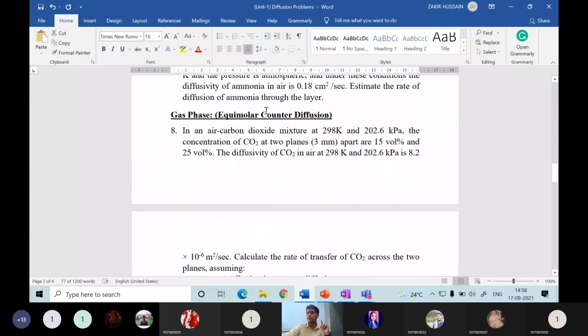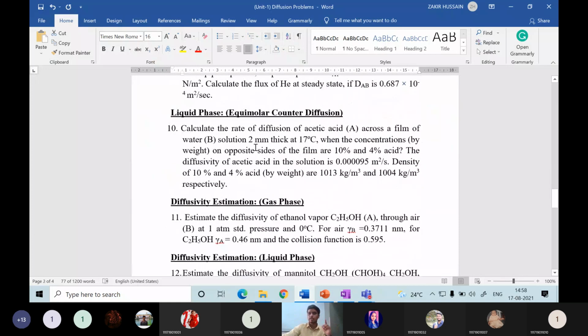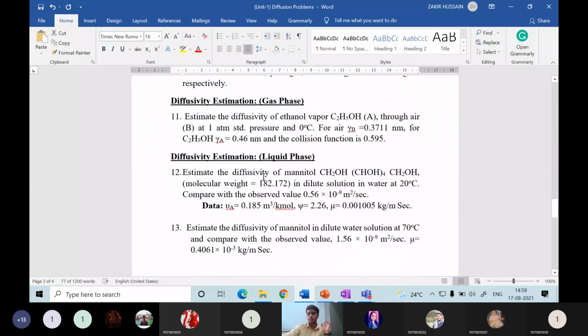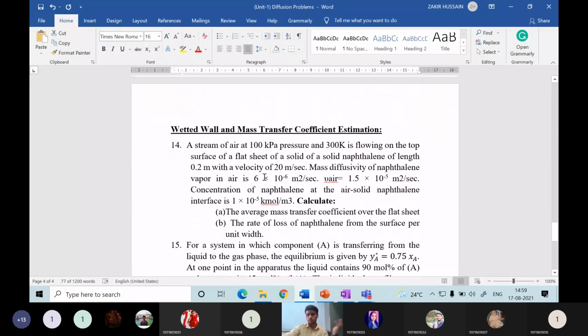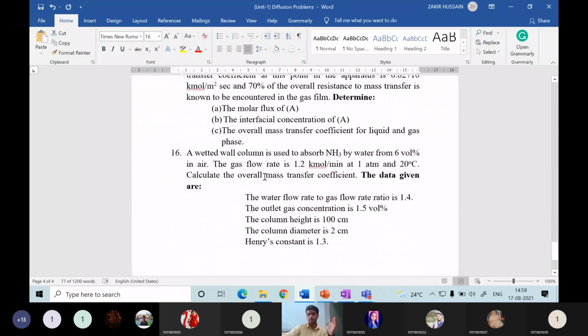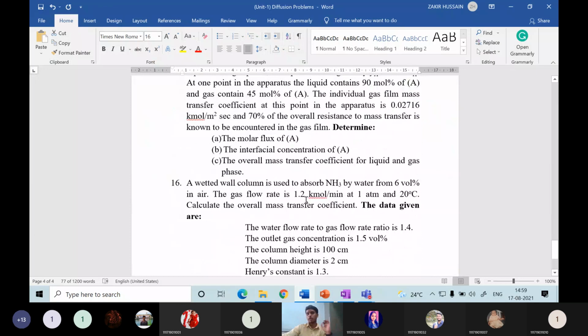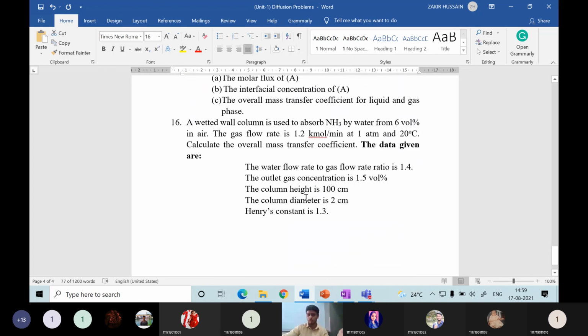Then we will go for equimolar counter diffusion. In this also, gas phase and liquid phase are there. We will try to solve the problems, then the general formulas based on that. Around 16 problems you are going to solve. Problems are important, and at the same time, derivations are also important in this chapter. Every day try to learn, revise and practice, then only it will be very easy. These formulas are very easy to derive, but you need to understand where to start and where to conclude.